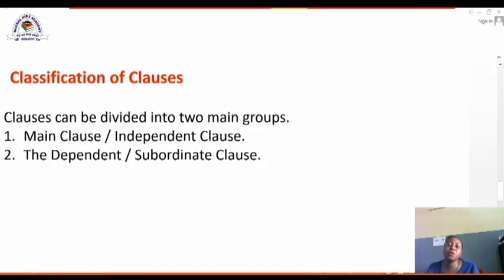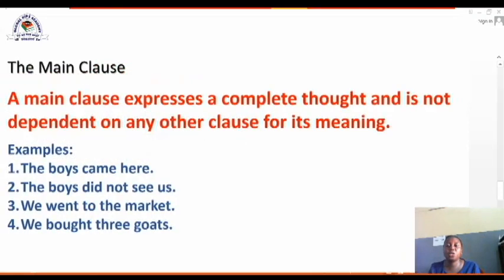Now let's look at the classification of clauses. We have two types of clauses. We have the main clause, which is also called the independent clause, and the subordinate clause, which is also called the dependent clause. What makes the distinction between the main clause and the subordinate clause? Watch this. A main clause expresses a complete thought and is not dependent on any other clause for its meaning. A main clause expresses a complete thought. It has subject, verb, and other elements. It could be object, it could be complement.